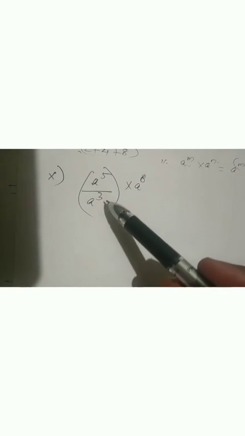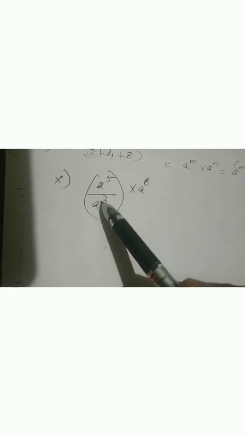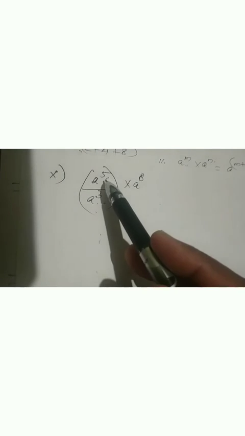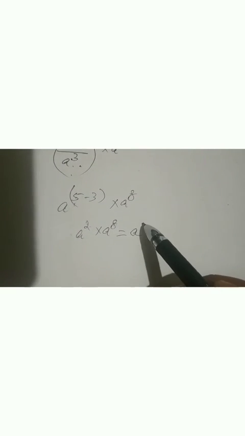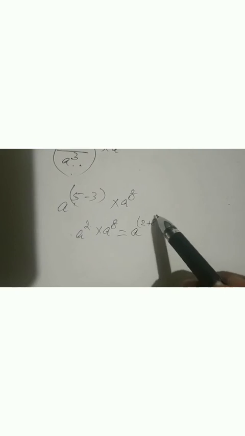Here for this 10th question, we have to solve what is there in the bracket. Here a raised to 5 by a raised to 3. That is a raised to m divided by a raised to n is equal to a raised to m minus n. So a raised to 5 minus 3 into a raised to 8. So that is equal to a raised to 5 minus 3, a squared, into a raised to 8. Now, a raised to m into a raised to n is equal to a raised to m plus n. Here 2 plus 8. That is equal to a raised to 10, which is the answer.